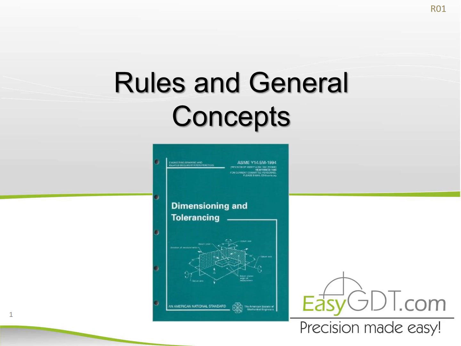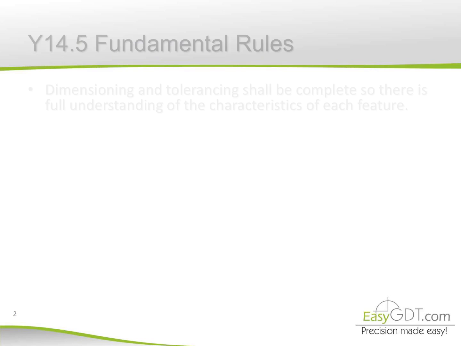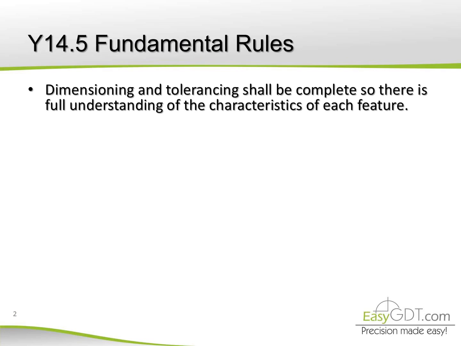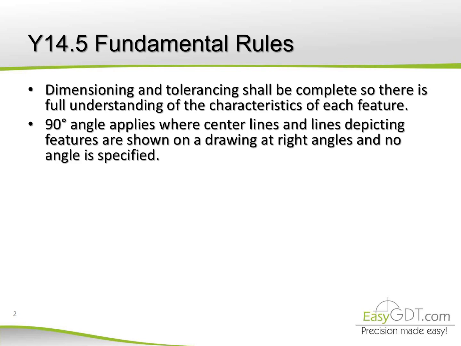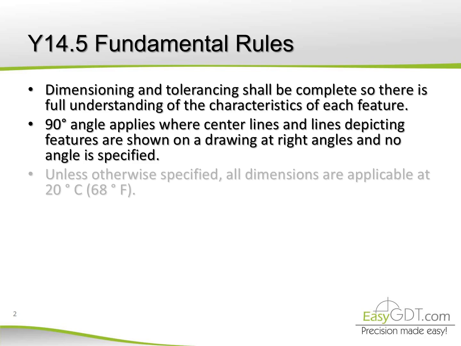Rules and general concepts. Now we'll talk about some of the most important rules in this standard. Dimensioning and tolerancing shall be complete, so there is full understanding of the characteristics of each feature. 90-degree angle applies where the center lines and lines depicting features are shown on a drawing at right angles and no angle is specified. Unless otherwise specified, all dimensions are applicable at 20 degrees Celsius, 68 degrees Fahrenheit.